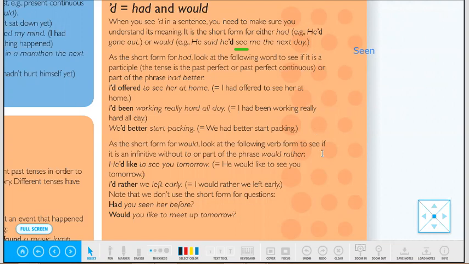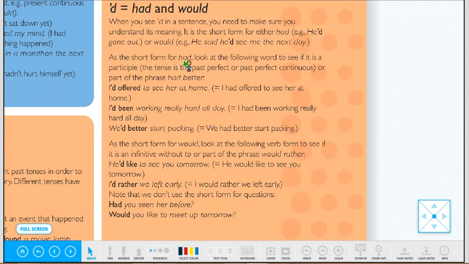Why? Because would is a modal auxiliary, and modal auxiliaries don't take a different form from the simple form after the verb. So, past participle, had; simple form, would. Very easy. Now, this is all about it, no? The rest are examples and other things.